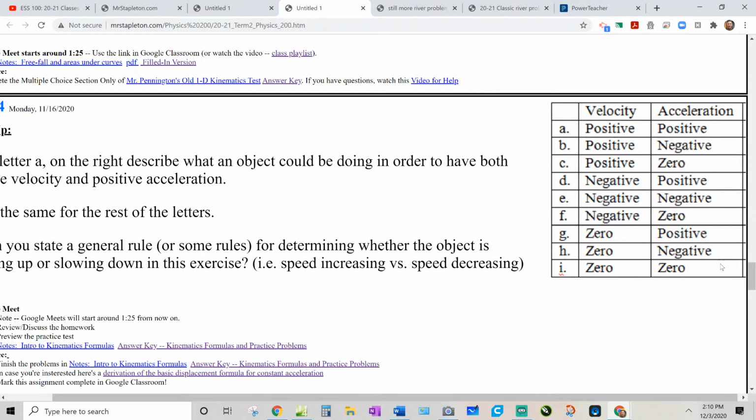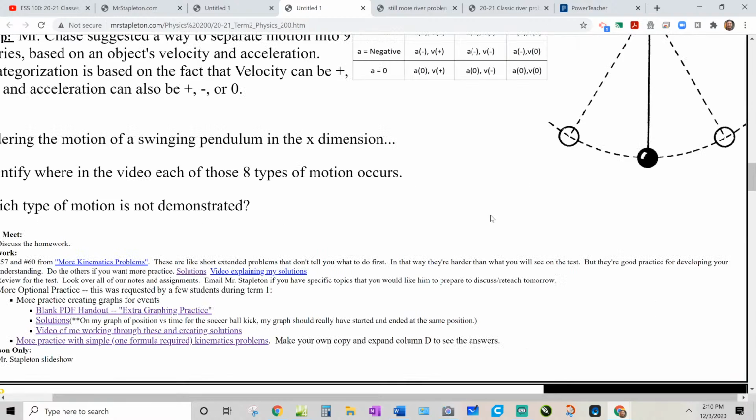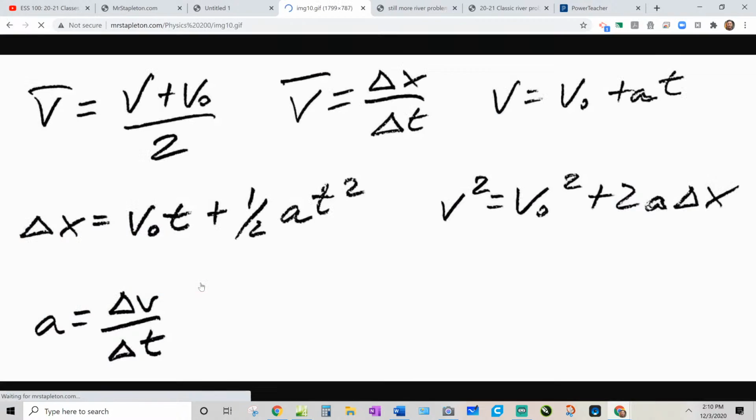For the problems, you're going to need the formulas, and the formulas, they're on my website right here. This is all you need. And there's that Quizlet to help you study, and if you just memorize these, remember I'll give you an extra 3% added onto your test.